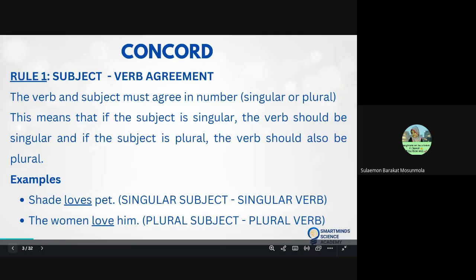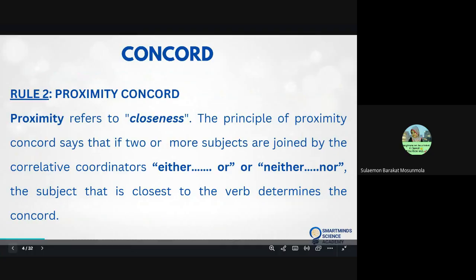Shade loves pets, singular, singular. The women love him, plural, plural. The next rule there states the proximity concord, and I explained then that proximity means closeness or nearness. Now, when you have more than two subjects separated with comma or joined by the correlative coordinators, either or, neither nor, the subject that is closest to the verb determines the concord. That is, it determines the agreement. If it is a singular subject that is close to the verb, it is going to take a singular verb. And if it is a plural subject that is close to the verb, it should take a plural verb.